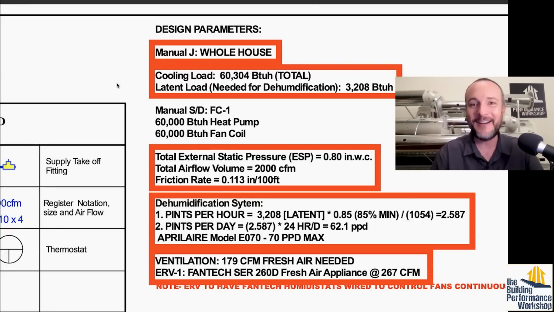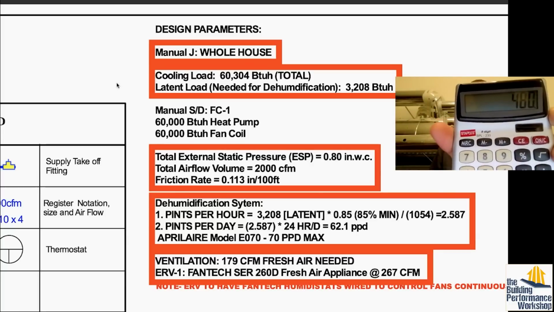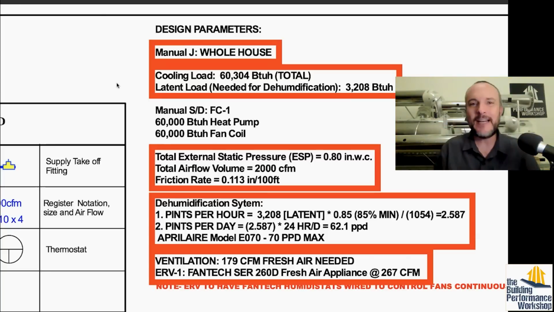Now, the cooling load here is 5 tons. This is a 2,400 square foot house. So what we're going to do is take our square footage, divide by our tonnage. There's 12,000 BTUs per ton. So 60,000 BTUs is 5 tons. And we get that number right there. 480 square feet per ton is the punchline to a joke.